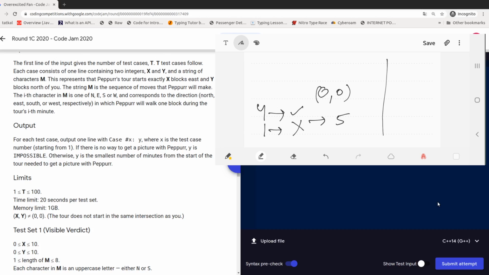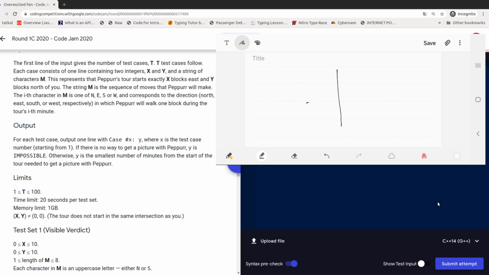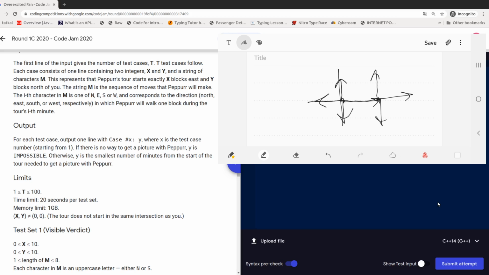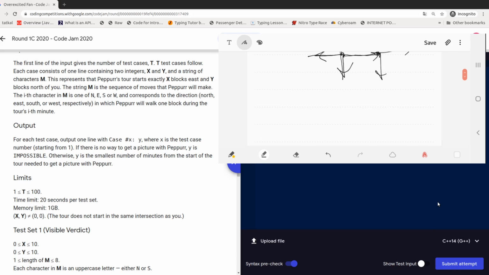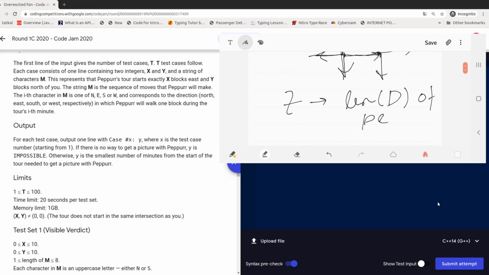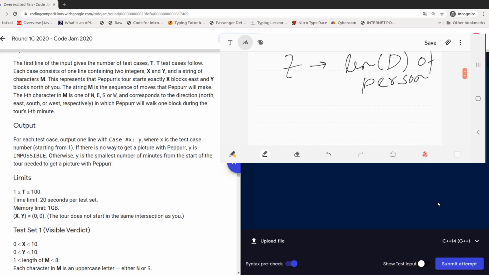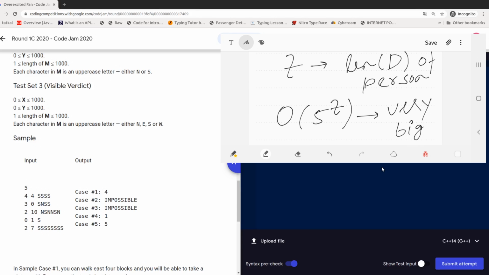The problem with this solution is that at every step you have five options, and you keep doing this until you meet the person, and in the worst case it might be possible that you do not meet the person at all. So the total time complexity of this code will be 5 to the power of the length of the direction string of the person, which is already given. Now how can I optimize this code?